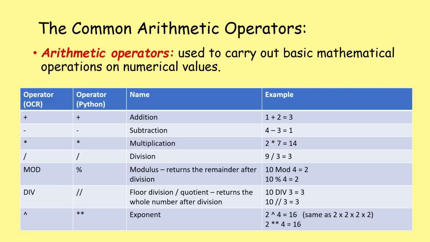Floor division, div or the double slash in Python, returns the whole number after division, getting rid of that fraction. So 10 div 3 equals 3 because 10 divided by 3 is 3.33333. We get rid of the fractional part and we're left with the 3. The exponent, which is the little hat symbol in the OCR reference language, or 2 stars in Python, is one number to the power of another number. So 2 exponent 4 is 16. It's 2 to the power 4.